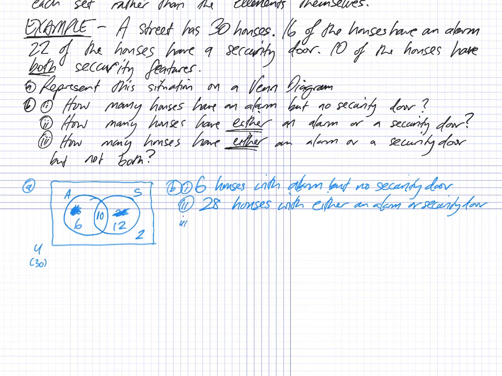And the last one, how many houses have either an alarm or security door but not both? So we're thinking about having either security features, so these two, but we want to ignore the houses that have both. So instead of 28, it's going to be this 6, and this 12 is going to be 18. So 18 houses with either an alarm or security door, but not both.